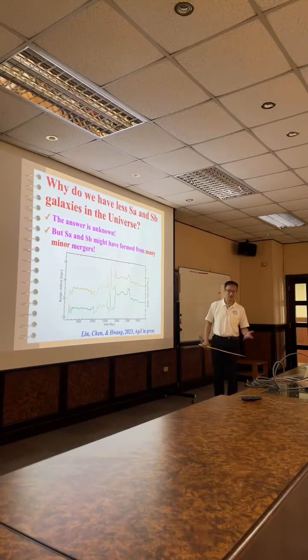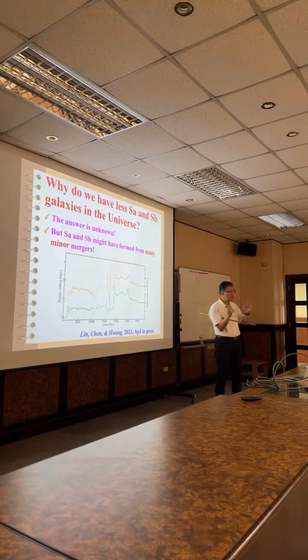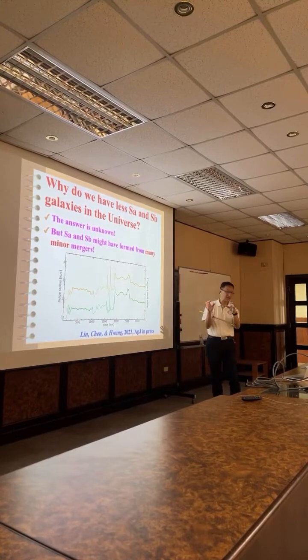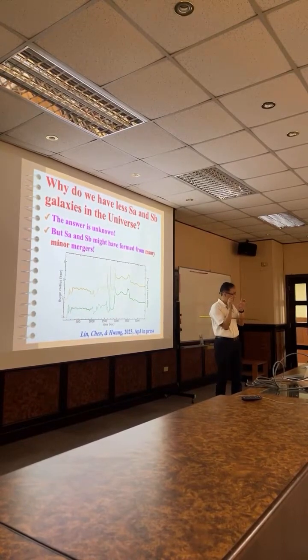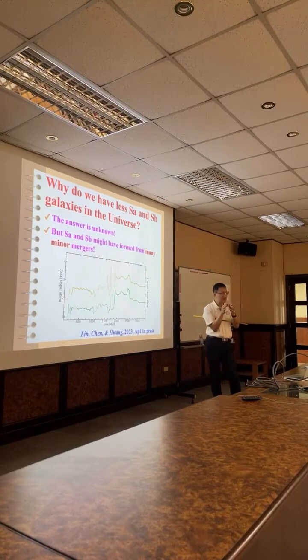The answer, of course, people don't know. But my idea is that the formation of SASB is by minor mergers, like our Milky Way. We just keep merging with some small galaxies. If we don't have a big merger, it will become elliptical, because a big merger destroys the disk structure. But if you have minor mergers, then you still have a disk galaxy. But at the same time, minor mergers also contribute to the bulge.